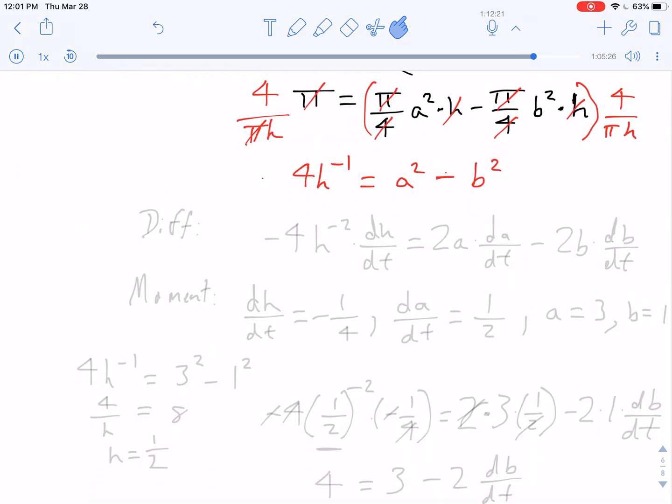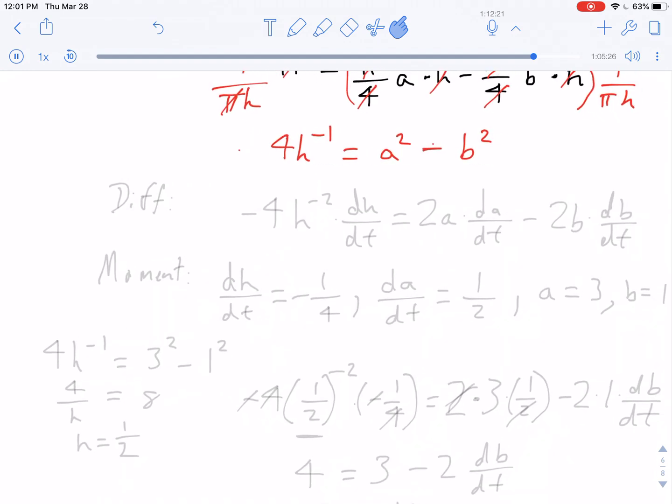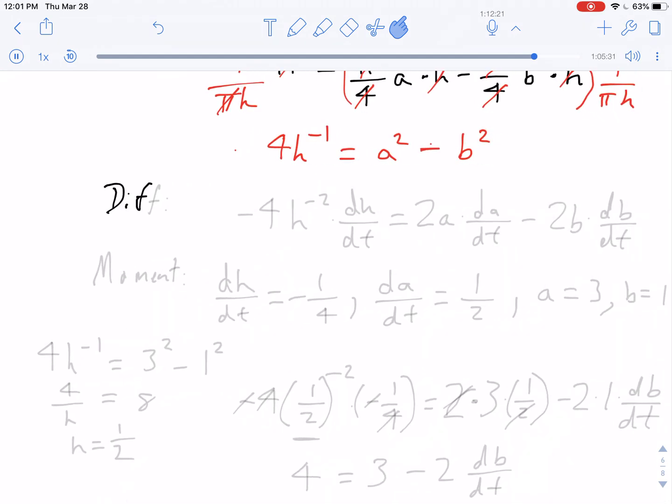So now we do what? Well, we're in Calc 1. The next step is to differentiate with respect to t, so I'll take the derivative. Now you kind of see why I put it as negative 1 power. Using the power rule, I get negative 4 h to the negative 2 power times dh/dt. Don't forget it, it's so easy to forget. Minus 2a times dA/dt. Don't forget it. Every single variable is going to have a dt term. And then minus 2b times dB/dt.